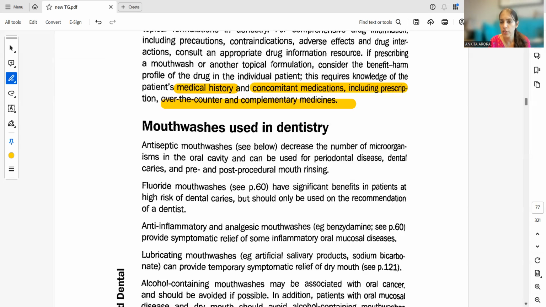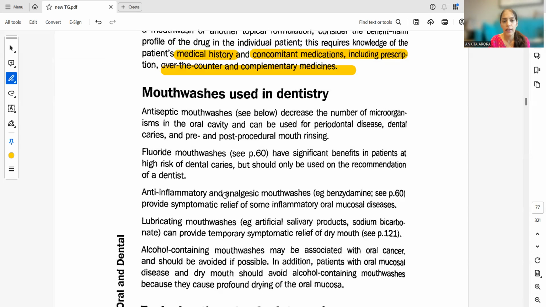Then, mouthwashes used in dentistry. Antiseptic mouthwashes decrease the number of microorganisms in the oral cavity and can be used for periodontal disease, dental caries, and pre- and post-procedural mouth rinsing. So there are 3 uses of mouthwashes where they decrease bacteria: periodontal disease, dental caries, and pre- and post-procedural mouth rinsing.